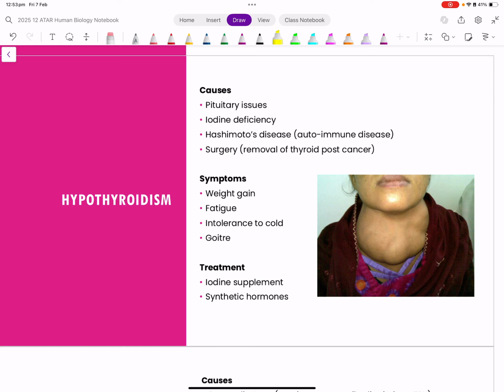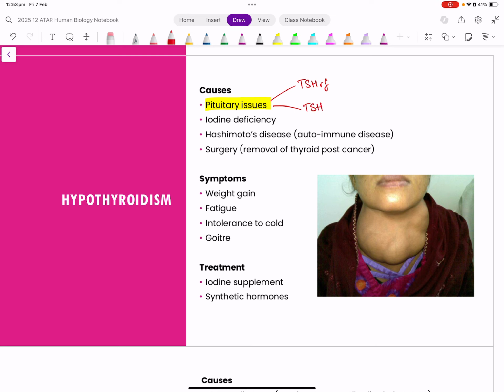So some of the causes of hypothyroidism involve pituitary issues. What we mean by that is we know that the thyroid gland is controlled by both the hypothalamus and the pituitary gland. So there may be an issue with either the receptors to thyroid stimulating hormone release factor coming from the hypothalamus, or there may be an issue with the anterior pituitary gland secretion of thyroid stimulating hormone.